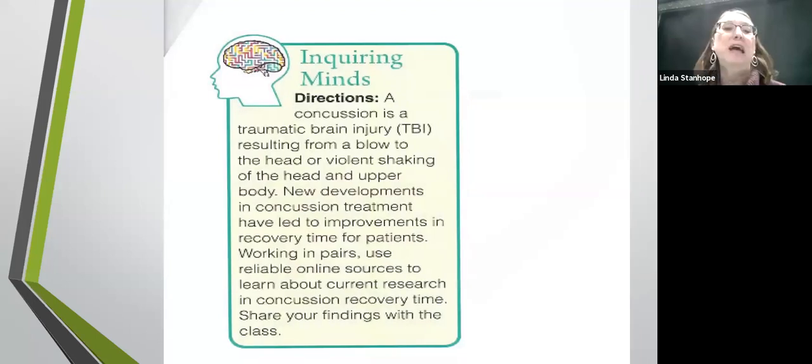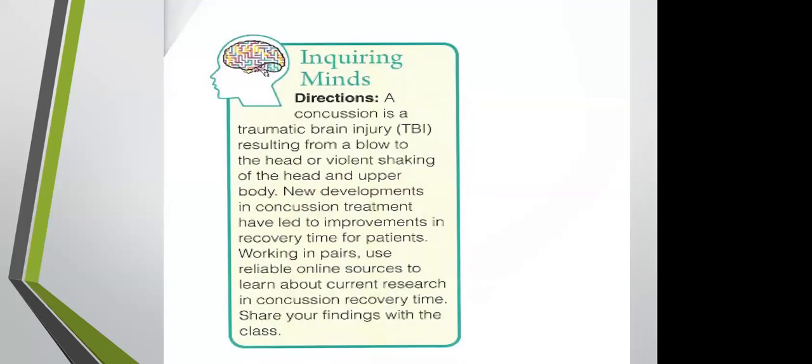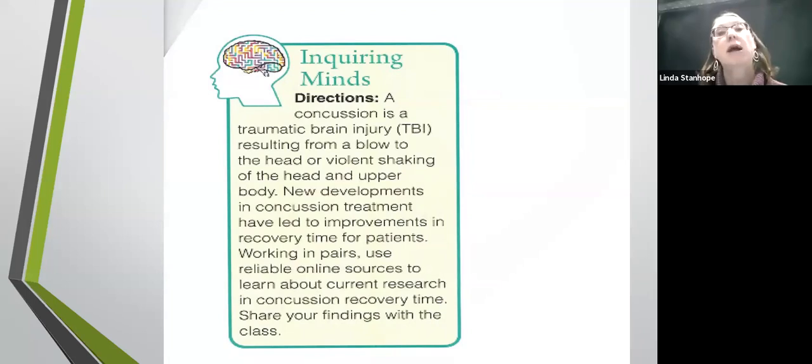Another example of a brain break that we use frequently with our kids is called Inquiring Minds, or that's what we called it. In any chapter, what we're basically going to do is take issues that kids have heard a little bit about, and ask them to actually do some real research. In this case, this one is from the neuro system, and they are looking at a concussion as a form of traumatic brain injury resulting from a blow to the head. We give them a little bit of information.